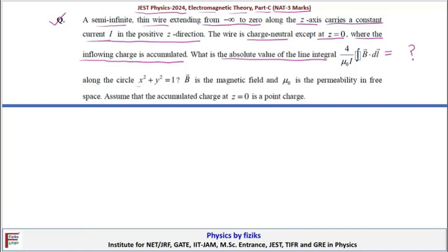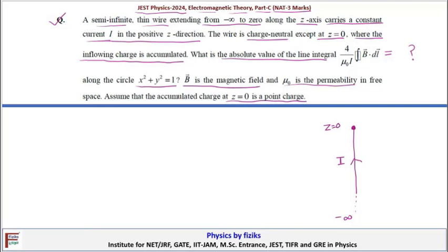Along the circle x squared plus y squared is equal to 1, where B is the magnetic field and mu naught is the permeability of free space, and assume that the accumulated charge at z equal to 0 is a point charge. So we will consider a semi-infinite wire along the z axis which extends from minus infinity to the point z equal to 0, and here we are assuming that the current flowing in the wire is I and charge is accumulated at this point.